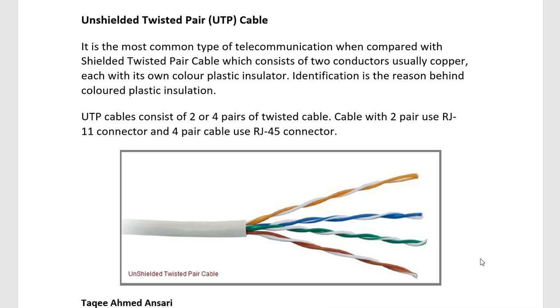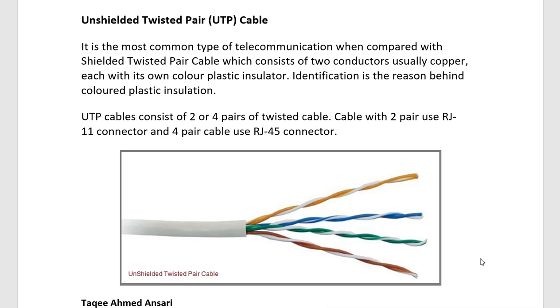And these wires are in colors because of identification. When we try to connect the connector to this cable, and even in the shielded twisted pair, the colors are the same. There are two types of connectors. If we are using the four-wire cable, then RJ11 is used, and for four pairs, the RJ45 connector is used. Two pairs means four wires, and four pairs means eight wires.